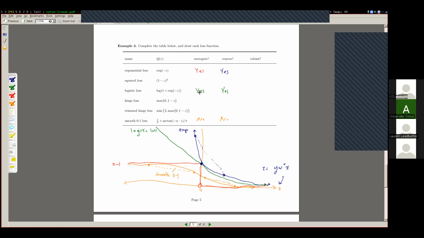We've taken a look at 3 possible examples of surrogate loss functions so far, the exponential loss in blue. This one is a surrogate loss function because it is everywhere greater than or equal to the 0-1 loss. Similarly, the logistic loss, also a surrogate loss function. But we talked about this smooth 0-1 loss is not a surrogate loss function because there are portions that are below the 0-1 loss. So the surrogate is the first property of loss functions that we were talking about.